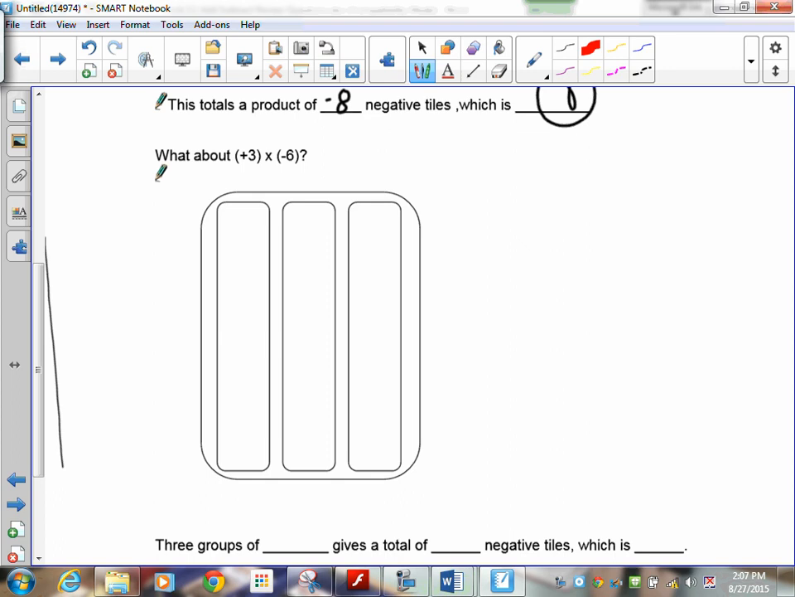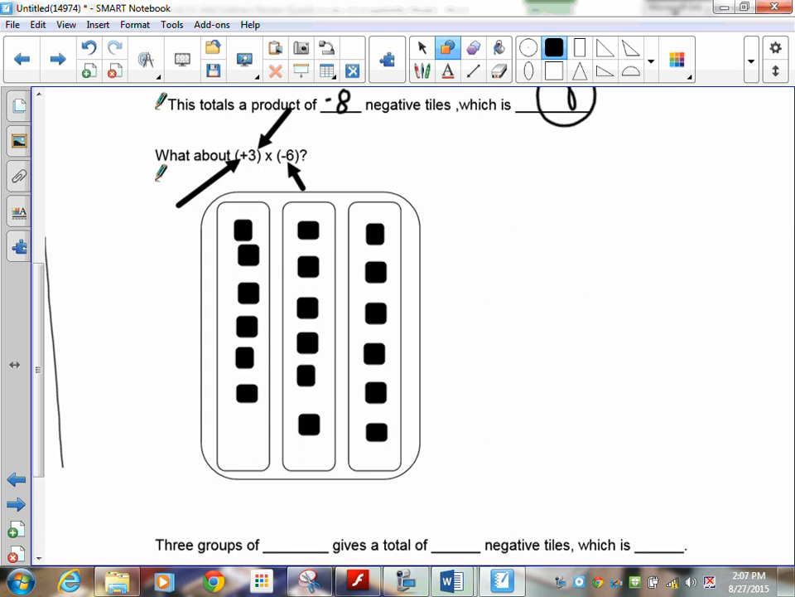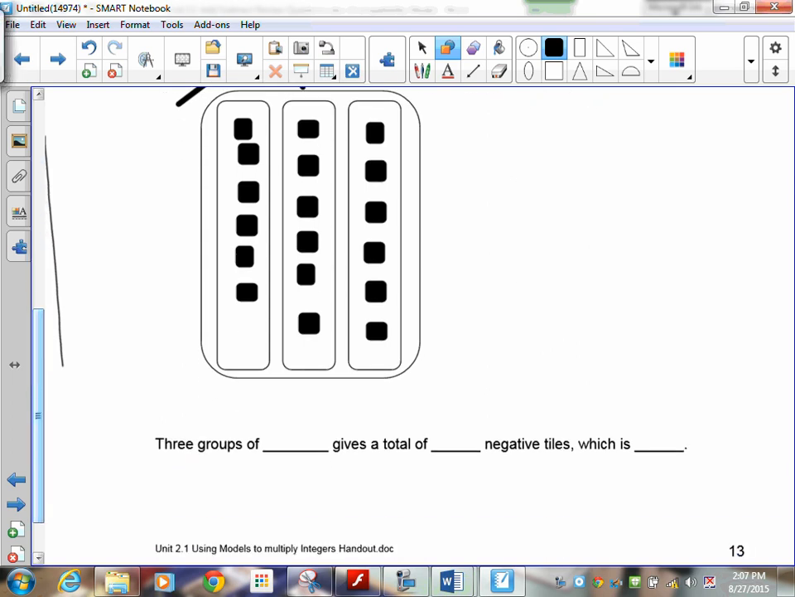Go to the next question. Try this one yourself. Positive 3 times negative 6. All right, here we go. Put in 3 groups of negative 6. 1, 2, 3, 4, 5, 6. 1, 2, 3, 4, 5, 6. 1, 2, 3, 4, 5, 6. So, 3 groups of negative 6 gives us a total of 18 negative tiles, which is negative 18. Notice it's negative.